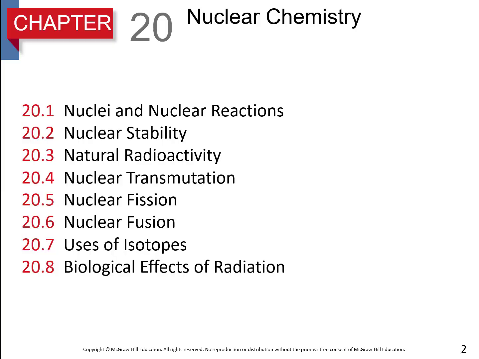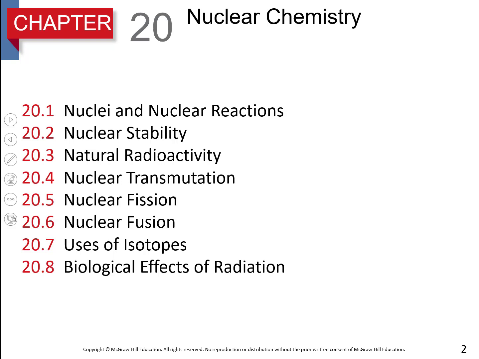So chapter 20, nuclear chemistry. For the first 19 chapters of this textbook, we have been dealing with chemical reactions, and we all know all the rules about chemical reactions. And so now we're going to break all those rules and talk about nuclear reactions.